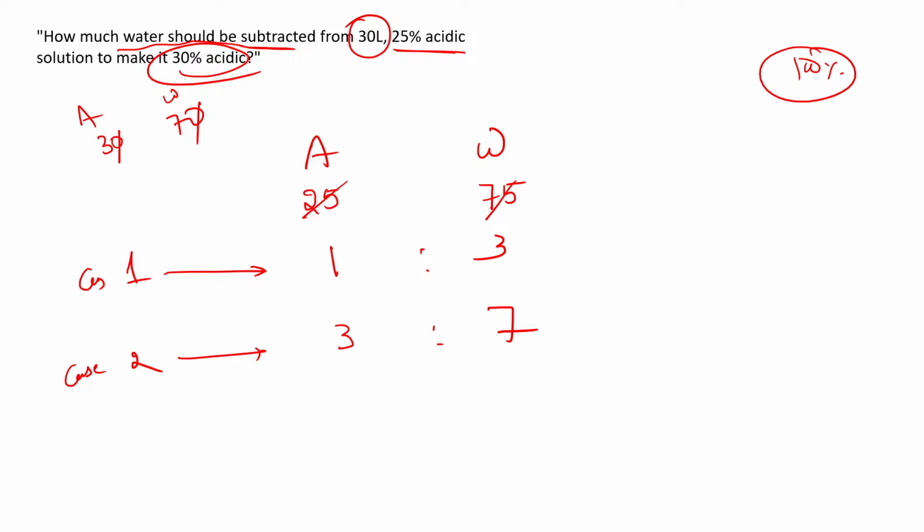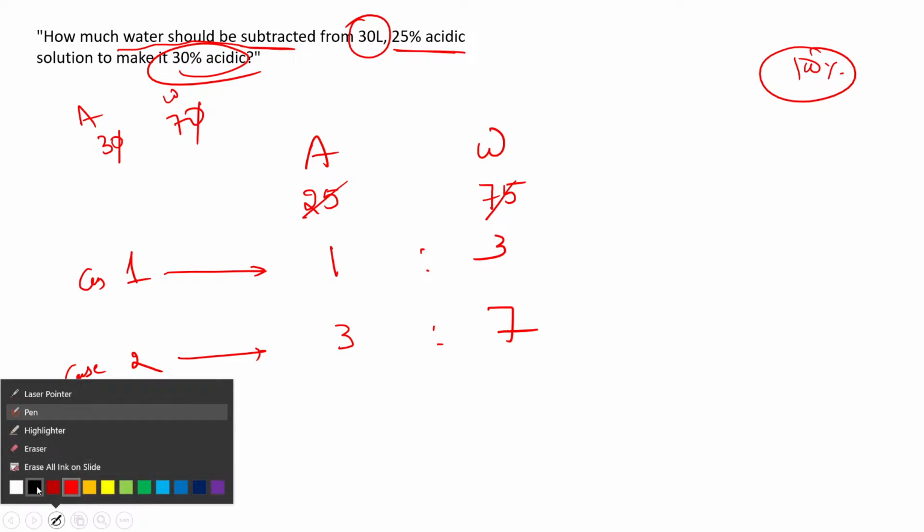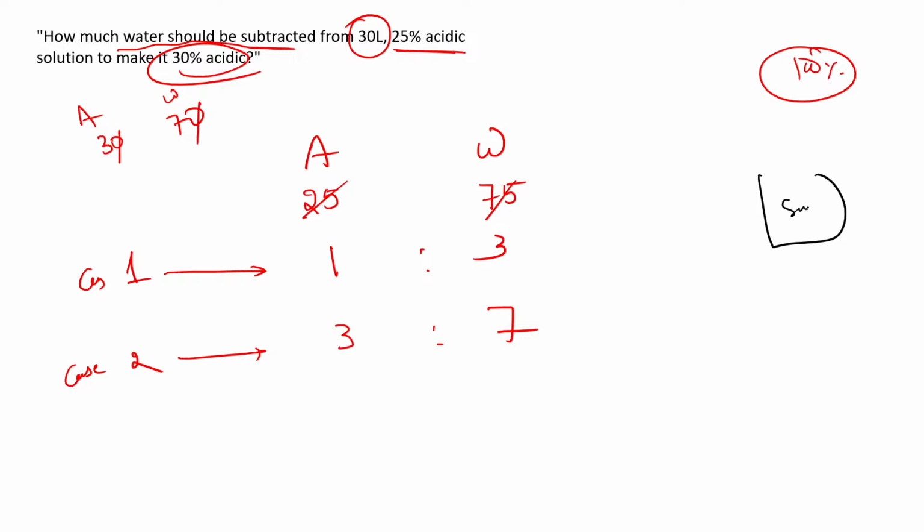Now the one thing you have to observe here very carefully is, out of our total solution we are removing the water but we are not touching the acid. That means whatever acid is there before, the same acid has to be there after removing the water.